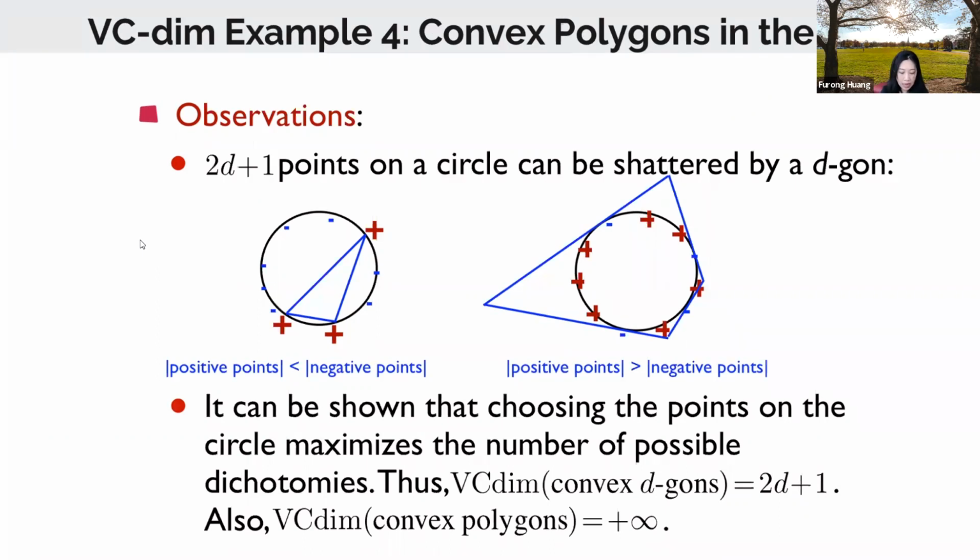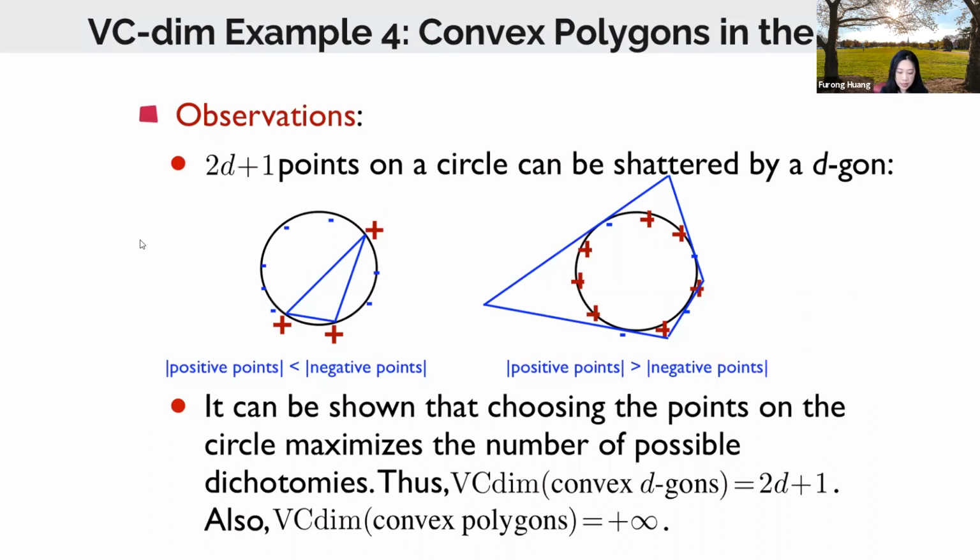If you have positive points fewer than negative points, then you can do something like this. Of course, the figure is a little bit imprecise, you should do something like this to cover the positive points, but the visualization is a little bit misleading. So you can just cover the positive ones using a D-gon.